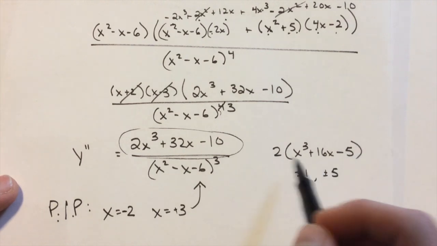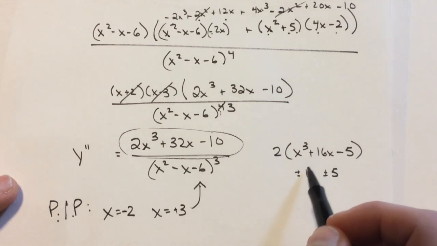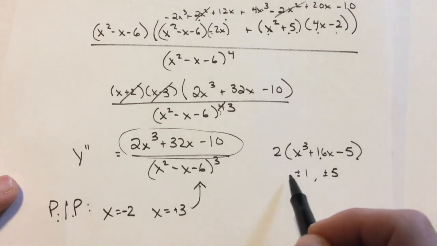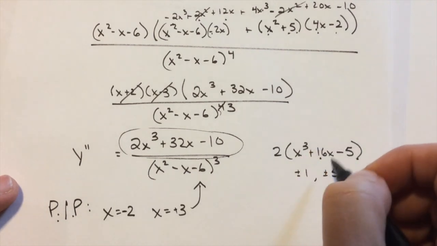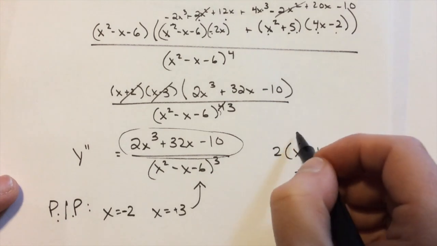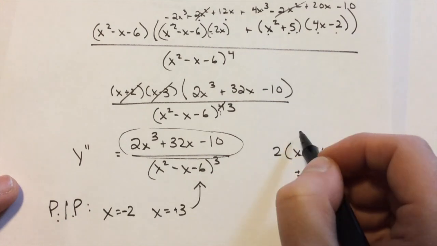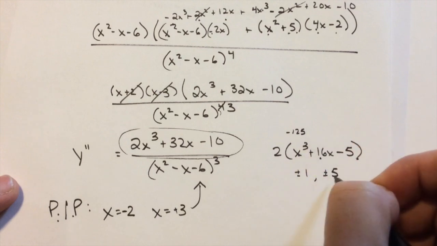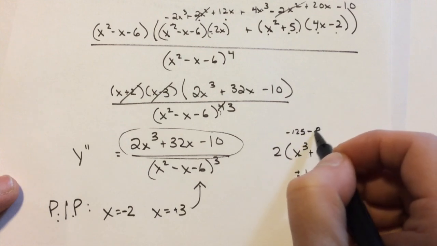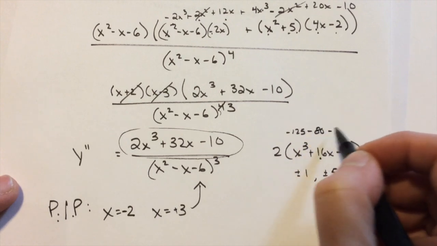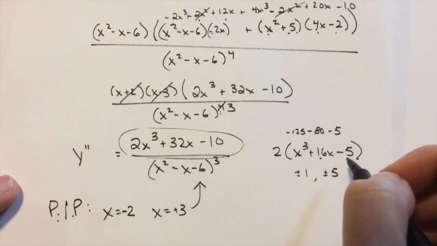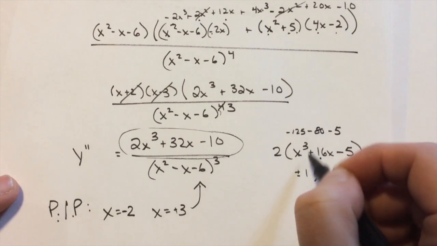So really, one of our zeros is, let's try 1. 1 plus 16 minus 5, nope. So it's probably going to be negative 5. So that's negative 125. 16 times negative 5 is negative 80. Minus 5. Not quite. Don't worry about this part.